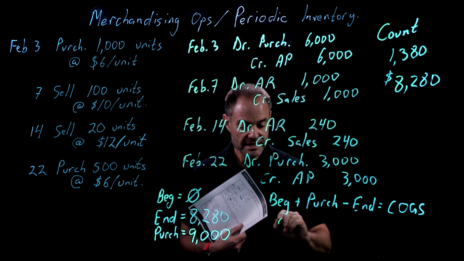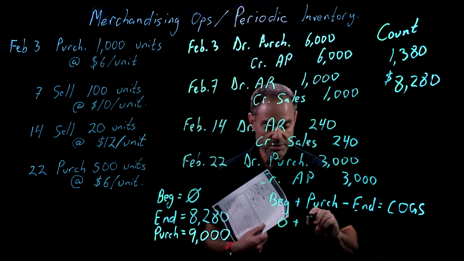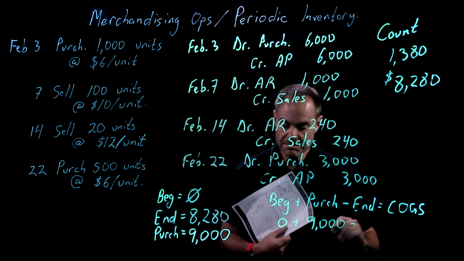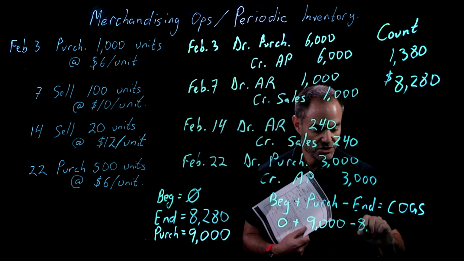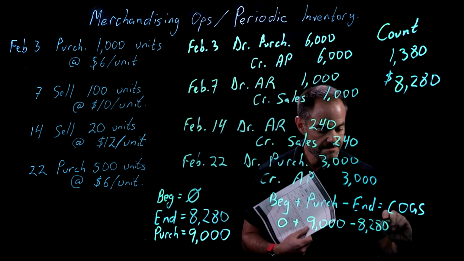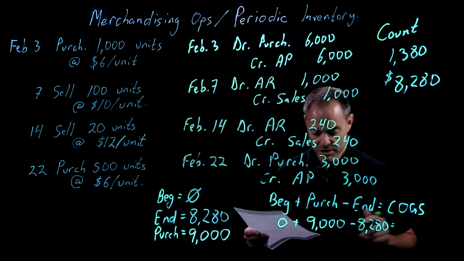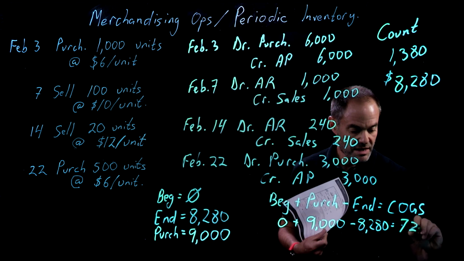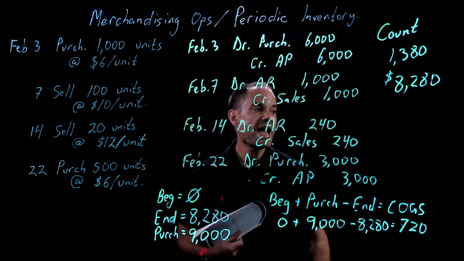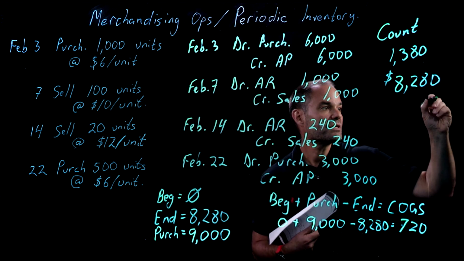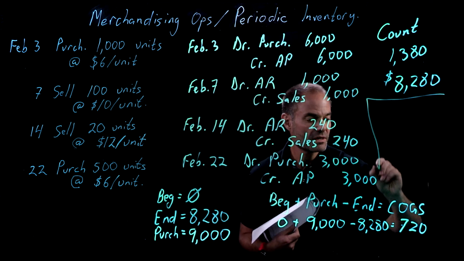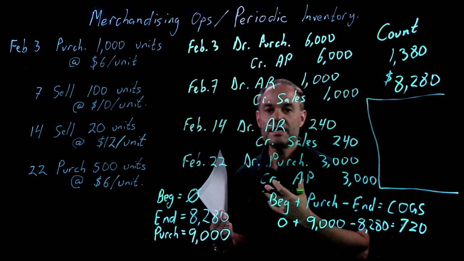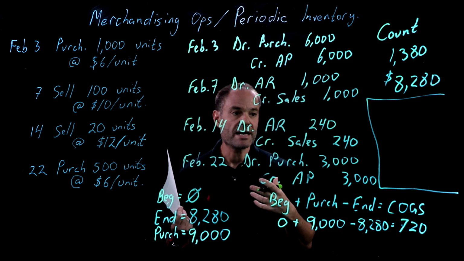So in this case, 0 plus my purchases of 9,000 minus my ending inventory of 8,280 gives me a cost of goods sold figure of $720. And so now, let's just make a little box. Now what we have to do is adjust our inventory account.